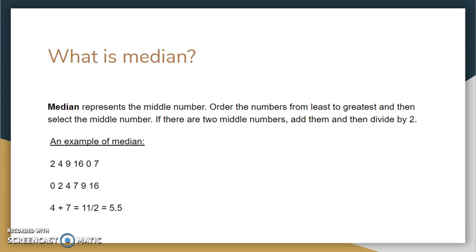Here's an example. Let's say we are given the numbers 2, 4, 9, 16, 0, and 7. To find the median, let's first order the numbers from least to greatest. So 0, 2, 4, 7, 9, 16. There are clearly 2 middle numbers, 4 and 7. So we need to add them together and then divide by 2. So 4 plus 7 equals 11, and 11 divided by 2 equals 5.5. So that's our median, 5.5.